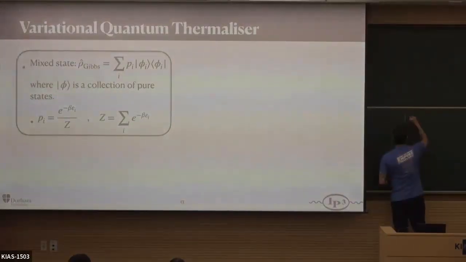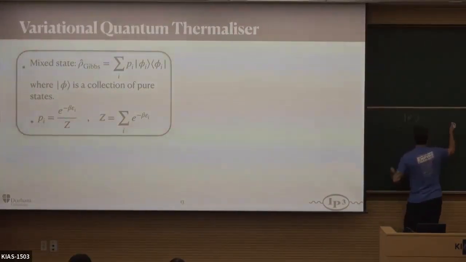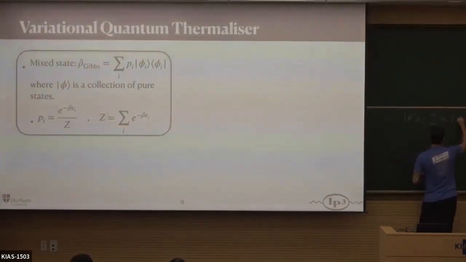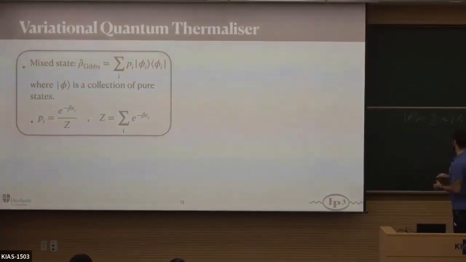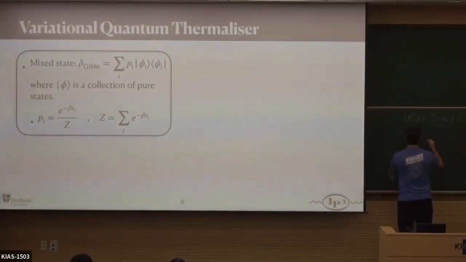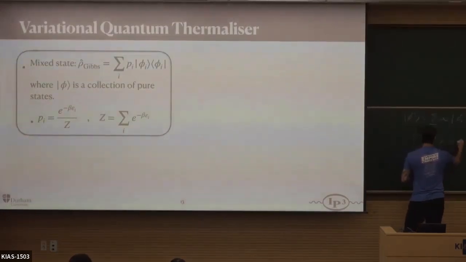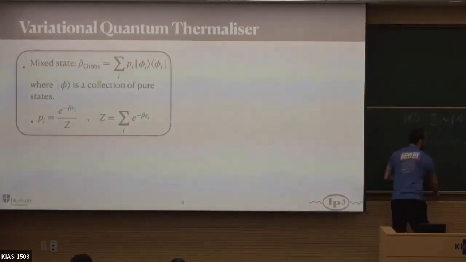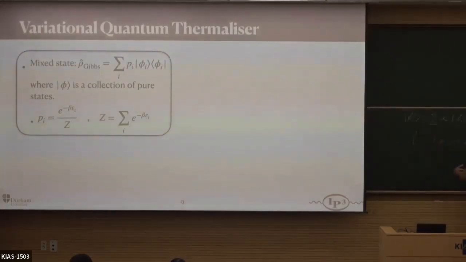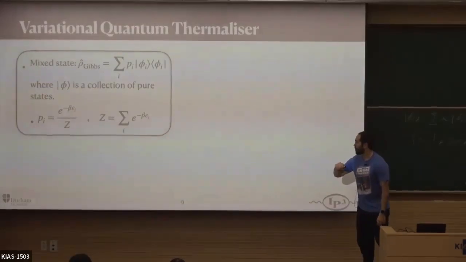For example, let's say I have a phi. It can be a combination of different states, phi i. And then basically a mixed state is a combination of these phi's together. So I can write rho equal to this combination, for instance. What I'm doing is collecting the probability distributions of different states together inside one mixed state.